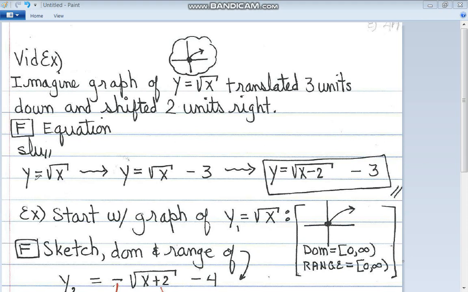Well, we would take the basic equation, y equals the square root of x, and we would deal with shifting 3 units down by subtracting 3 outside of the evaluation of the basic function, y equals the square root of x, and then minus 3. And finally, to represent the shift of 2 units to the right, we would go within the square root, in other words, within the evaluation of the basic function. And since they want us to shift right, we would subtract 2 units. So the final shifted equation would be y equals the square root of x minus 2, and then outside of the square root, minus 3.